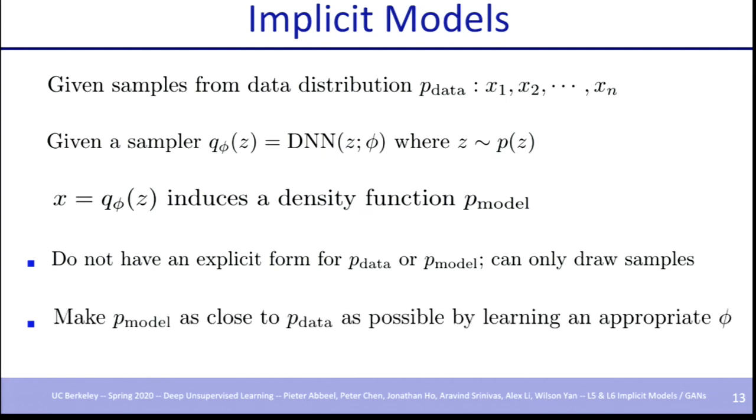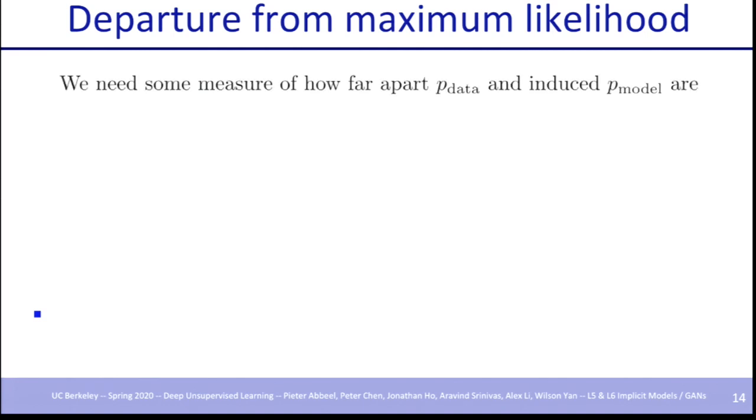And so what we want to do is make the distribution that we learn, the model distribution, as close as possible to the data distribution by learning some appropriate phi. But we're never going to have explicit access to P data or P model. All we're going to have is samples from our underlying data distribution and samples from our model. And somehow we want to compare those samples and train Q phi to make those samples close together. So it's quite different from maximum likelihood. So we now need a different way of measuring how far these two distributions are.